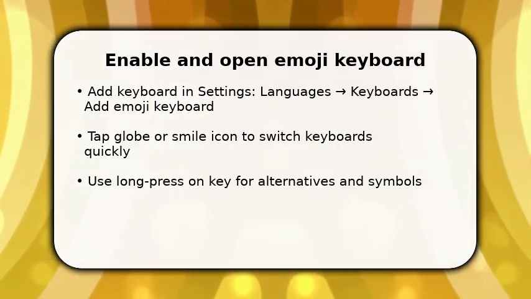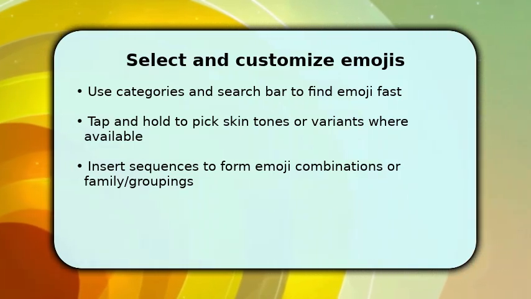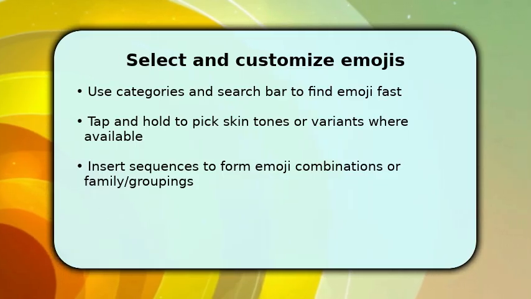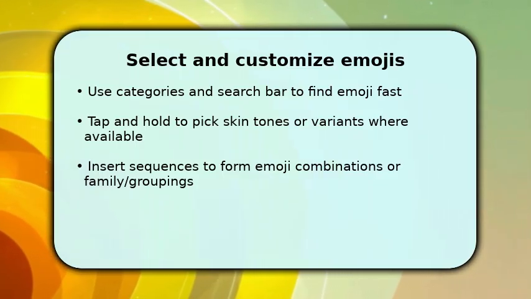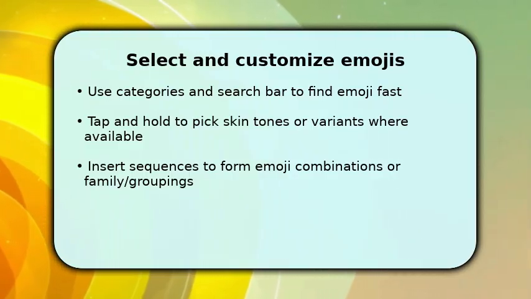Now that the keyboard is active, learn to find emojis quickly. Swipe through categories or type a keyword into the search bar to narrow options. Once you spot an emoji, tap to insert or tap and hold to select skin tone and gender variants.